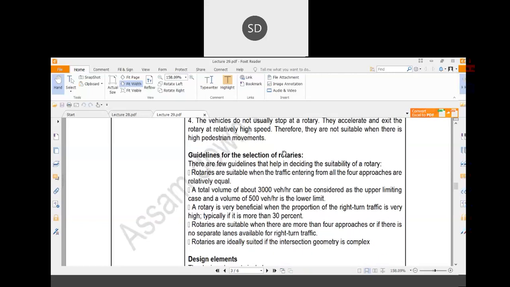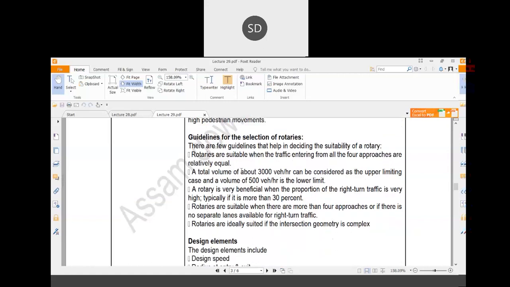Now there are some guidelines for when you can provide a rotary intersection, in other words, these are called warrants for the rotary intersection. Rotaries are suitable when the traffic entering from all four approaches is relatively equal, which we have already discussed: when two or more roads of equal priority meet each other. Equal priority means traffic from all these roads would be nearly equal.